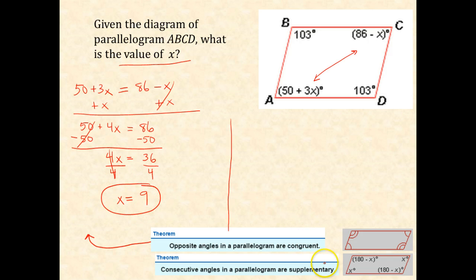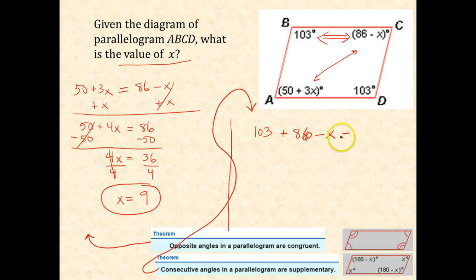So let's see if we get the same answer using this theorem. This theorem says that consecutive angles are supplementary. So I could say that here's two consecutive angles. I can say that these two have to add up to 180. So 103 plus 86 minus x has to equal 180 degrees.